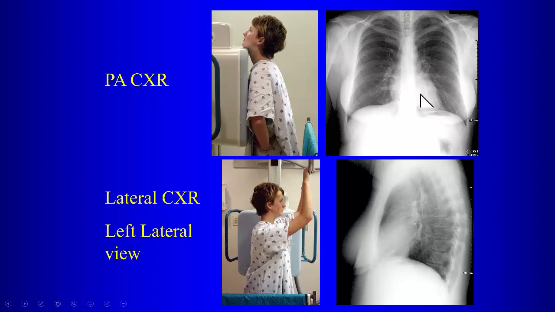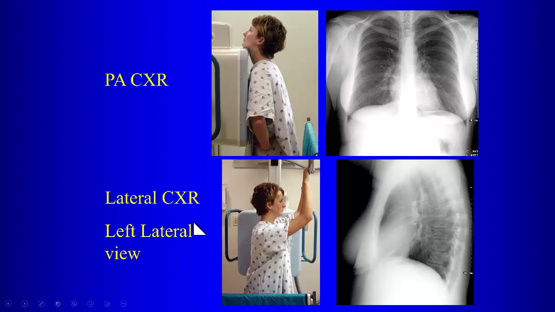We do that because that brings the heart closer to the image receptor, which minimizes magnification of the heart. We also ask the patient to put the hands on the hips or rotate the shoulders forward, and that helps to get the scapula off of the lung fields.